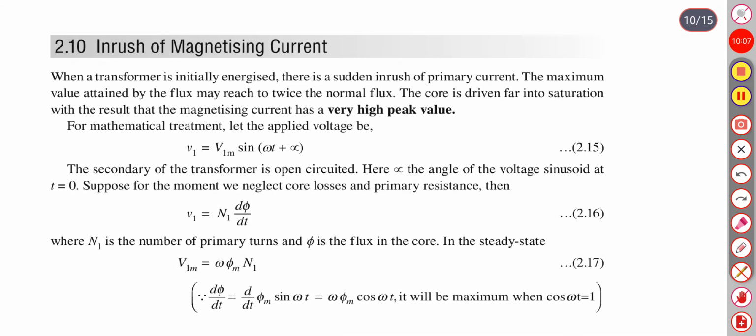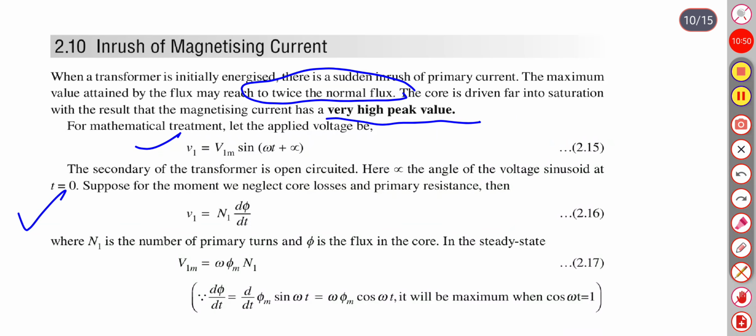Now, inrush of magnetizing current. When a transformer is initially charged, there is a sudden inrush of primary current. The maximum value attained by the flux may reach twice the normal flux. The core is driven far into saturation, with the result that the magnetizing current has a very high peak value. For mathematical treatment, let the applied voltage V1 equal Vm sin(omega t plus alpha). Here alpha is the angle of the voltage sinusoid at t equals 0.